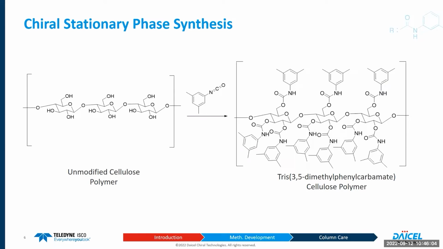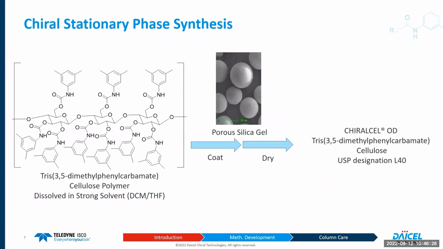Making these polysaccharide-based chiral stationary phases is fairly straightforward. You can take an unmodified cellulose polymer or amylose polymer, react it with a functionalized isocyanate like this 3,5-dimethyl phenyl isocyanate, react all those terminal hydroxyl groups, and get a functionalized cellulose polymer. Now, that polymer is still soluble in strong organic solvent like dichloromethane and THF. So if you dissolve that polymer up, mix it in with the silica gel size of your choice, you effectively coat that silica gel, dry it down, and form your coated chiral stationary phase.